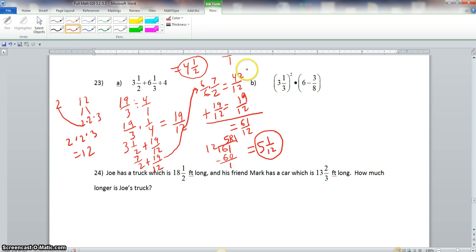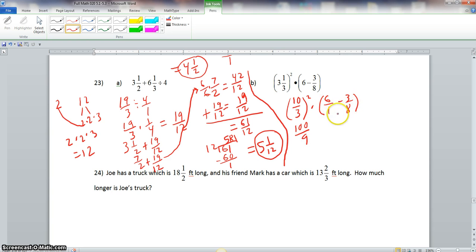Okay, now we go here to B. I'm going to draw a little line here to separate this. Okay, now we go to B. Now we have this in parentheses. 3 and 1/3 will end up becoming 10/3. And that's squared. Times. Now we have this parenthesis. We can make this 6 over 1 minus 3 over 8. 10/3 squared will end up being 100 over 9 times.